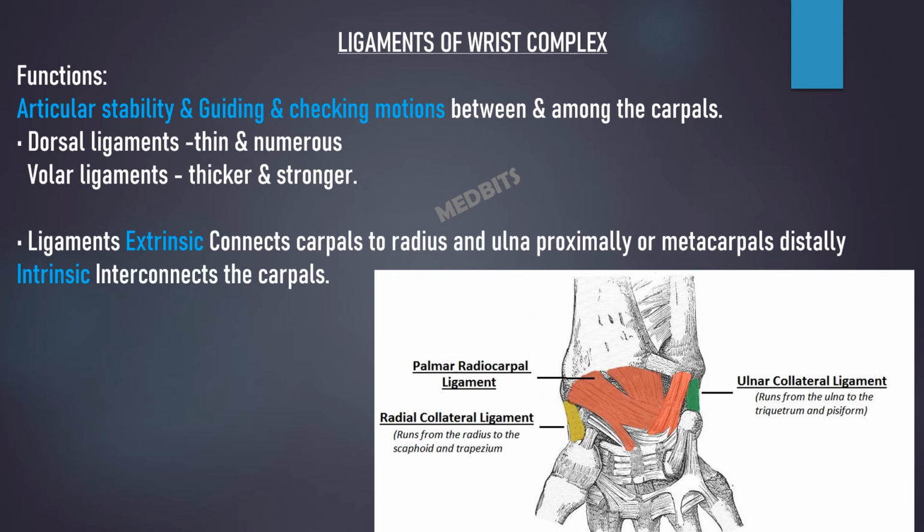Ligaments of the wrist complex function in articular stability and guiding and checking motions between and among the carpals. Dorsal ligaments are thin and numerous, volar ligaments thicker and stronger. Extrinsic ligaments connect the carpals to the radius and ulna proximally or metacarpals distally; intrinsic ligaments interconnect the carpals.